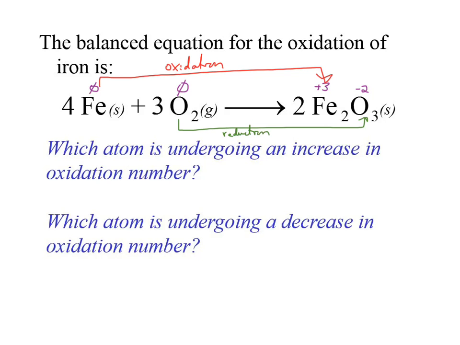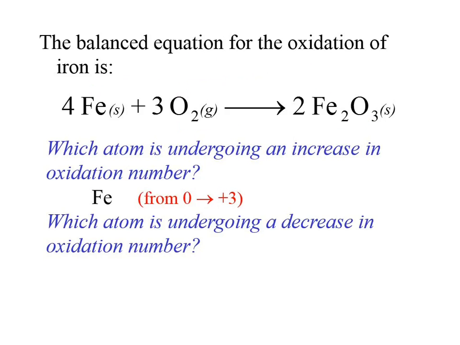For one of your homeworks, you need to identify what's wrong with the chemical reactions that are in your textbook. If it's supposed to be a redox reaction and you can't find oxidation or reduction, then something's not quite right. Of course, the atom that's undergoing oxidation would be Fe. The Fe is going from 0 to +3. Which atom is decreasing its oxidation number? That would be the oxygen atom, going from 0 to -2.